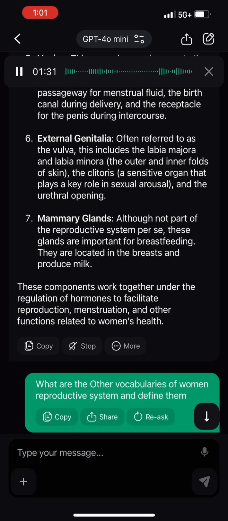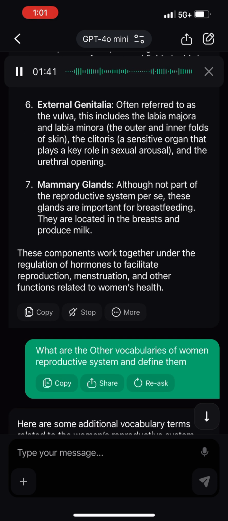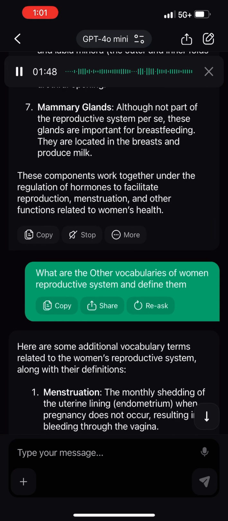7. Mammary glands. Although not part of the reproductive system per se, these glands are important for breastfeeding. They are located in the breasts and produce milk. These components work together under the regulation of hormones to facilitate reproduction, menstruation, and other functions related to women's health.